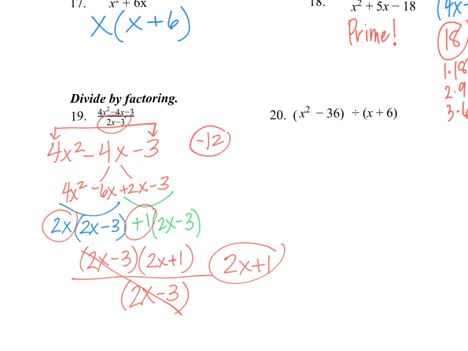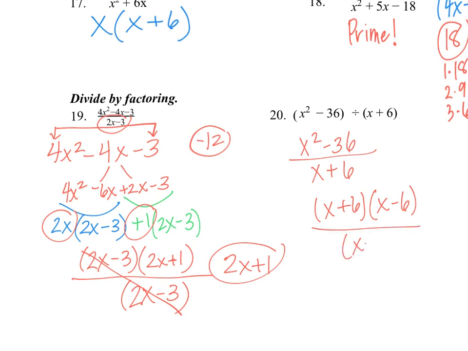Okay, lastly, let's do number 20. This one's easier than the one we just did. So the first thing we need to do is factor out the numerator. We know that x plus 6 in parentheses and then x minus 6 is going to give me what we had in our numerator originally. And so let's write our denominator. And then those cancel out, so our answer is x minus 6.